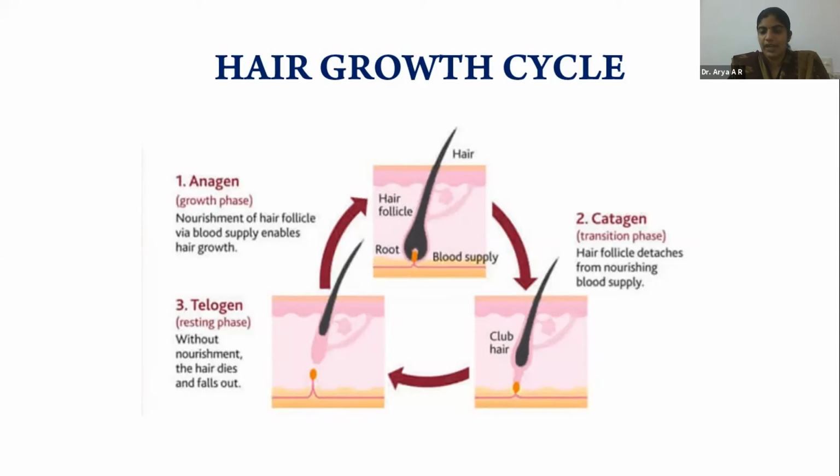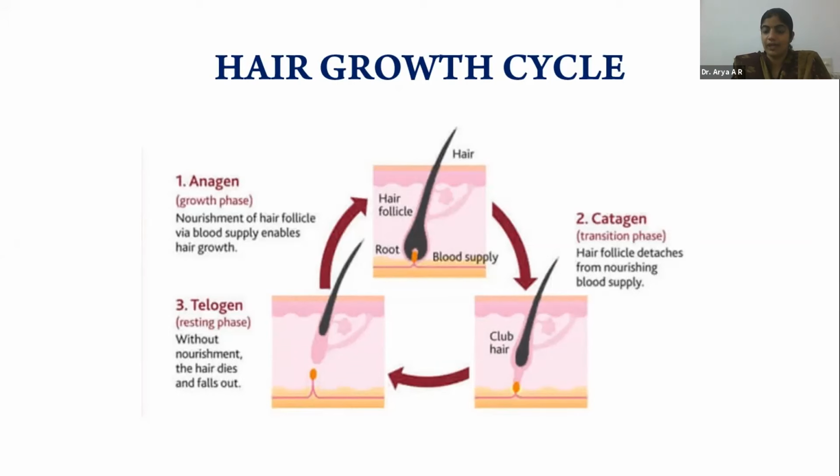So some of the hairstyles will lead to hair loss, because some hairstyles will pull out the hair from the root, and it eventually leads to alopecia. And the next one is hair treatments.